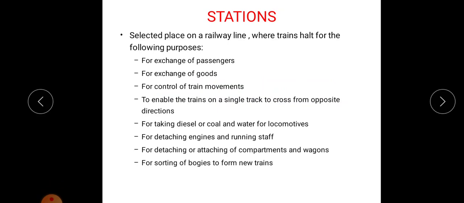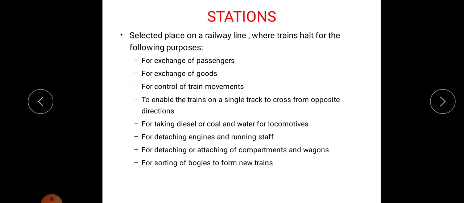A railway station is a selected place on a railway line where trains halt for any purpose. And we are providing these railway stations in order to fulfill the following purposes. Okay, so we can discuss one by one. That is the objectives of a railway station, or why we are providing railway stations. First one, the main purpose is for exchange of passengers. Through these railway stations, passengers can move to the train, and also any passenger who is returning back from the train is moving to the railway station. That is the main function.